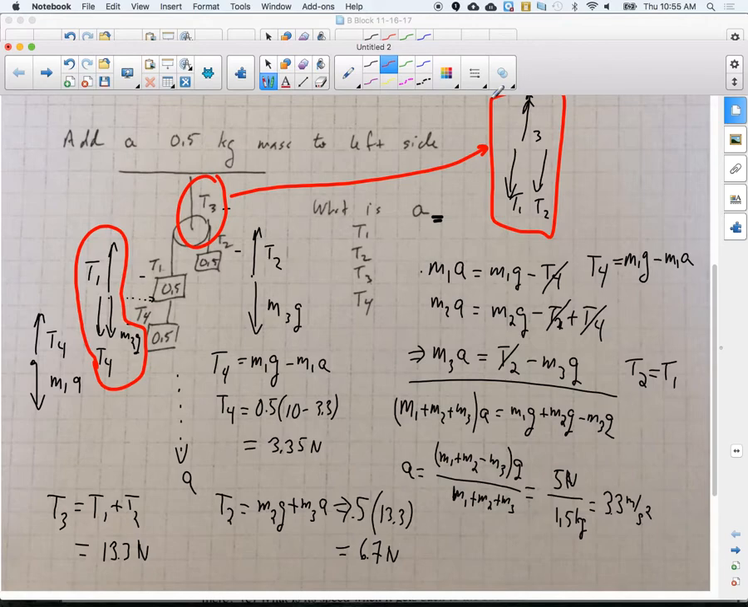Yep. I'm just confused by your T2 calculation. Like I said, I came to here and said T2 is equal to M3A plus M3G. I brought that over to the other side. So what does M2A stand for? M2A is the equation for this free body diagram. Okay? So we're not done, but that doesn't help you solve for any of the tensions that we have, right?